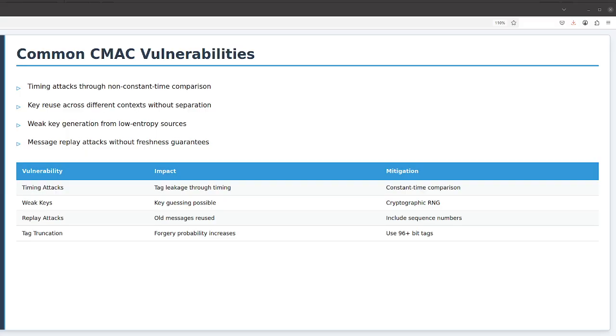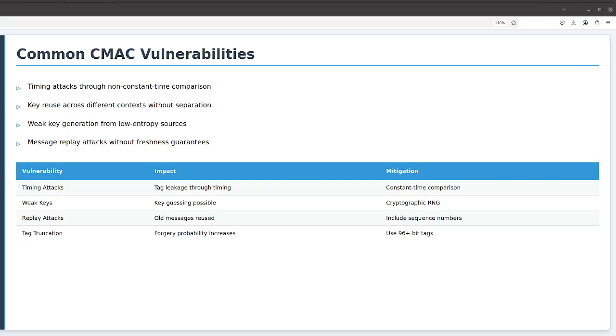Message replay attacks are possible if the protocol does not include additional protections. CMAC only guarantees that a message is authentic. It does not prove the message is fresh. An attacker can capture a valid message tag pair and replay it later. To prevent this, include sequence numbers, timestamps, or nonces in the messages being authenticated. Tag truncation vulnerabilities can arise if tags are truncated too aggressively.